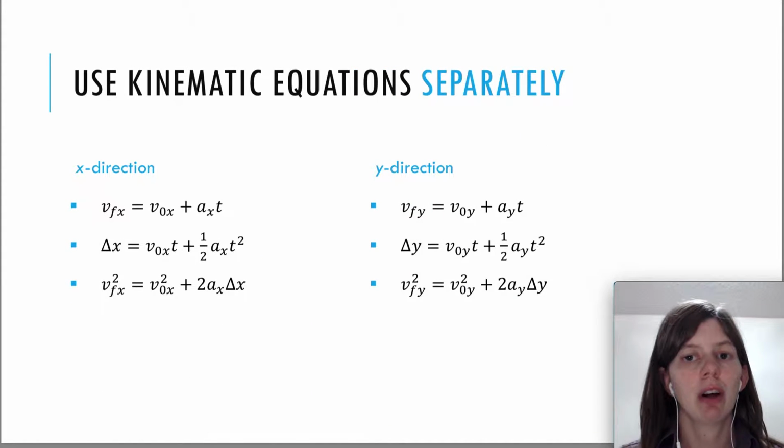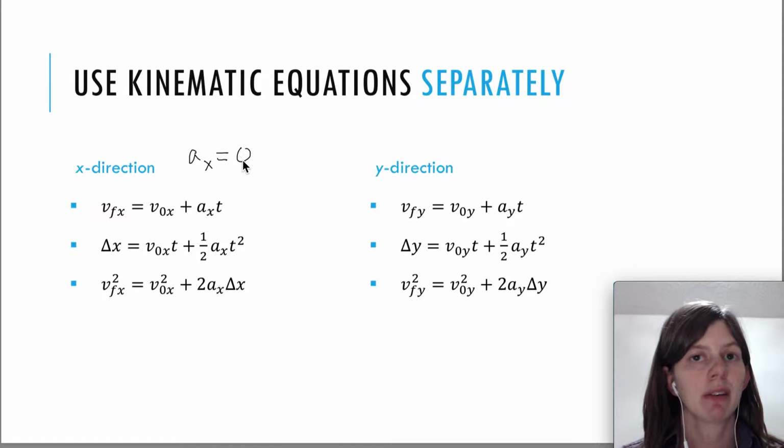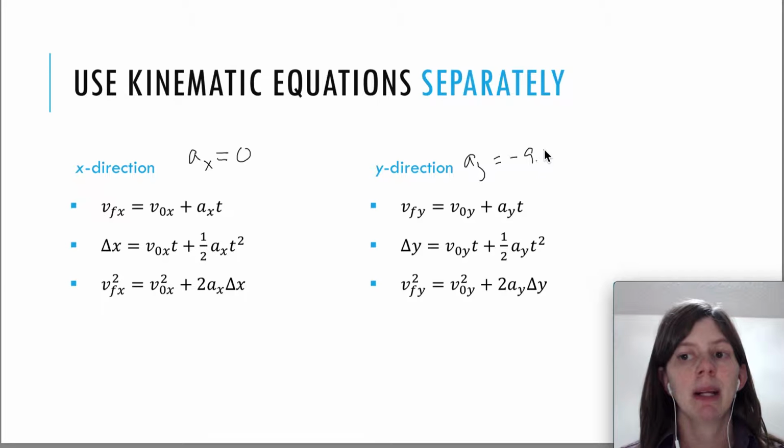The key to solving projectile motion problems is to use the kinematic equations separately. So projectile motion qualifies for using the kinematic equations because they have constant acceleration. In the x direction, the acceleration is 0, that's a constant number. In the y direction, the acceleration is negative 9.8. That's also a constant number.